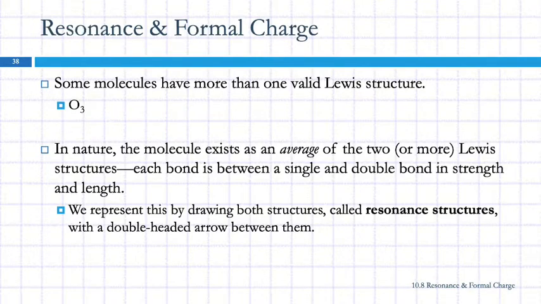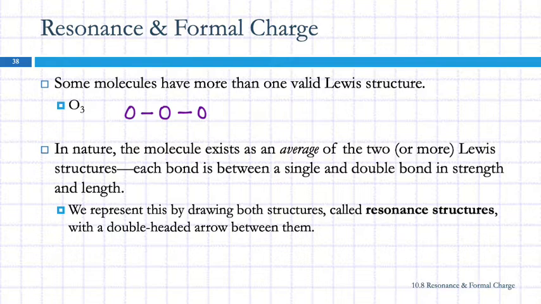Sometimes you can draw more than one valid Lewis structure for a molecule. So let's look at ozone. Ozone is 3 oxygen atoms, so those are going to be connected in a line. We're not going to do any ring structures or circular things in general chemistry.